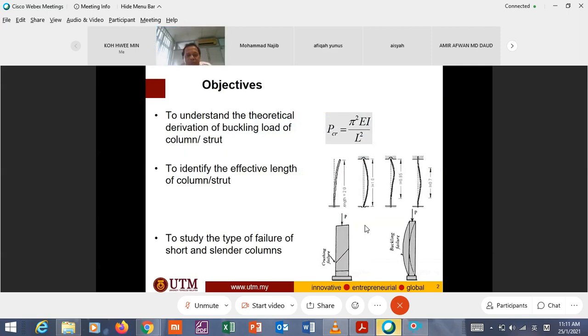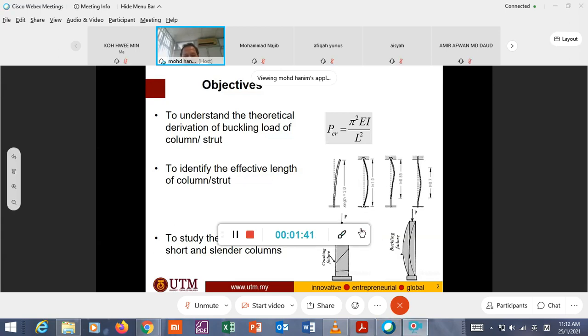So what's the objective of our lecture for these 2 lectures? To understand the theoretical derivation of the Berkeley method of column, similar to what we have done before. The objective of this analytical lecture is to derive the relevant formula in structure analysis. In the last lecture, we derived the formula for force in a member, derived the formula for deflection, and then we derived the formula for deflection of beam. And today we derive the formula for column.